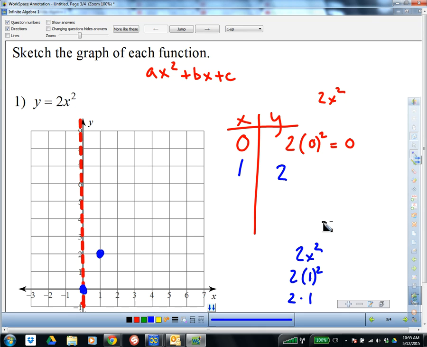Okay, next thing we do is pick our next point. So I'm going to pick 2, and I'm going to show my work right over here. I'm going to go 2x squared. Put in my 2 right where x is, so put in a 2 right there and square it, and you end up with 2 times 4, and 2 times 4 is 8. Okay, let's go ahead and plot this. It's going to be over 2, up 8, and then we make a point right there.